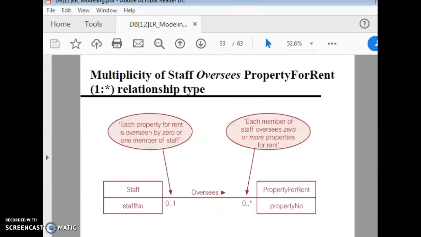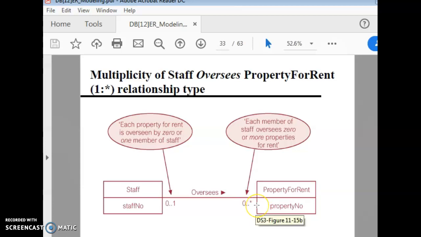Next, see the ER diagram for the same example. To represent that a member of staff can oversee 0 or more properties for rent, we place 0 to many beside the property for rent entity type. That is, 0 is the minimum and the maximum is more than 1, that means many.